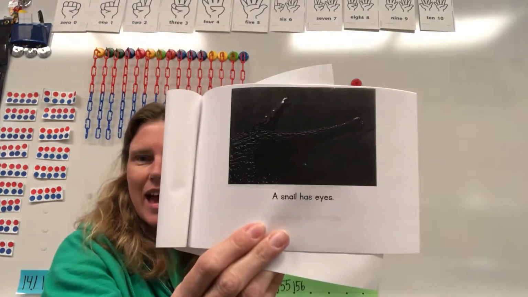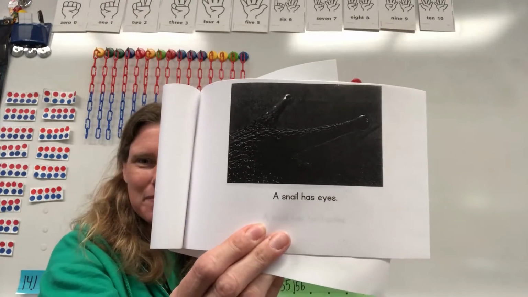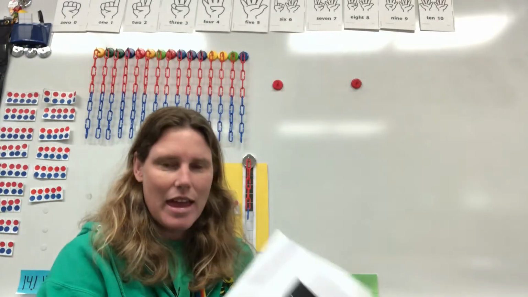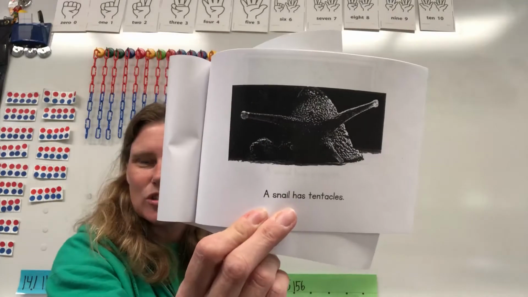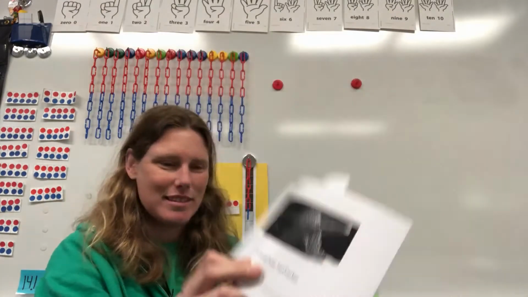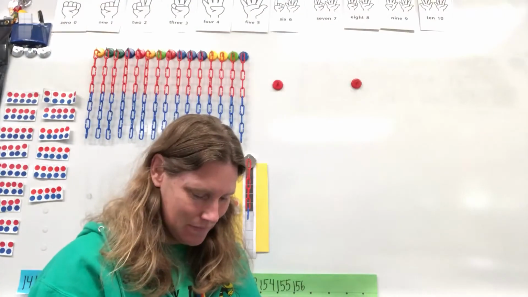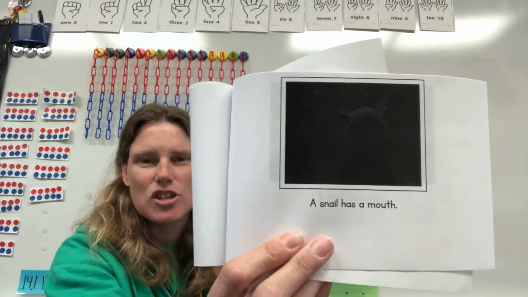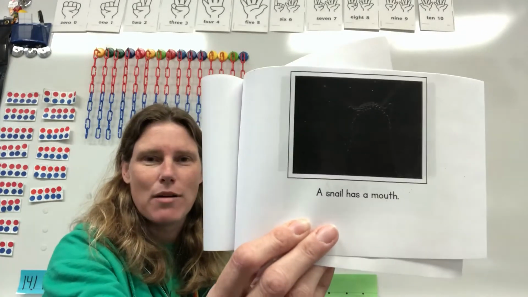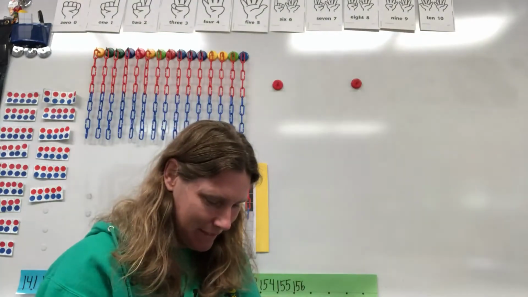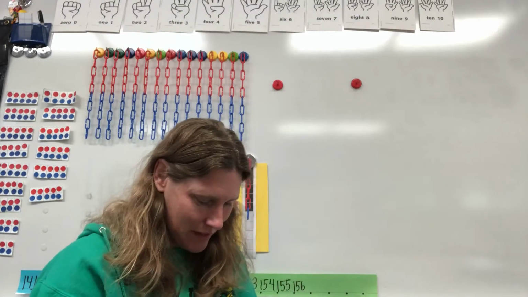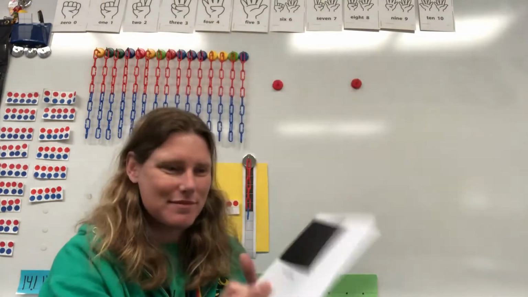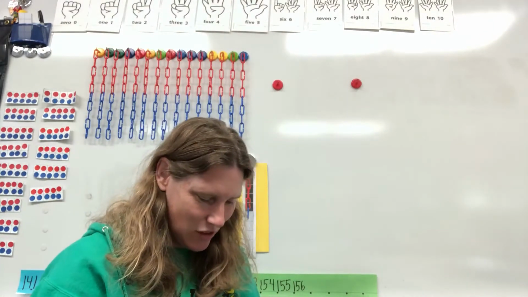A snail has eyes. A snail has tentacles. A snail has a mouth. It's kind of a dark picture, but if you look carefully, you can see the mouth. A snail has eggs. They look like little bubbles.